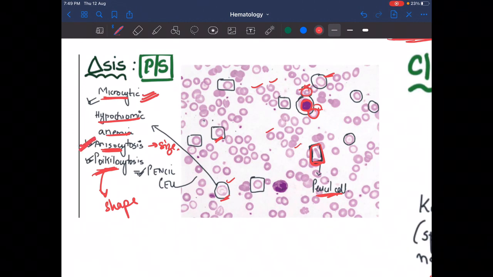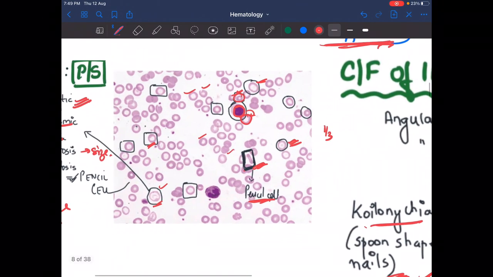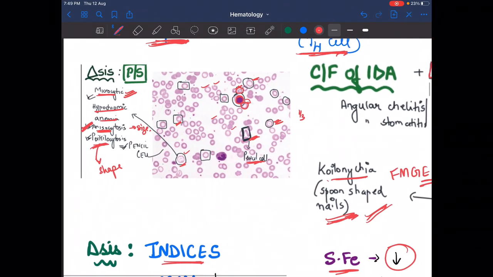So here is anisocytosis, meaning the size is variable, and the shape is also variable, because here we see a pencil shaped cell. So poikilocytosis is there, anisocytosis is there, and it is a hypochromic anemia, because the central pallor is normally 1/3, but here we find more central pallor in the RBC. So it is hypochromic anemia. Okay, so these were the features of iron deficiency anemia.